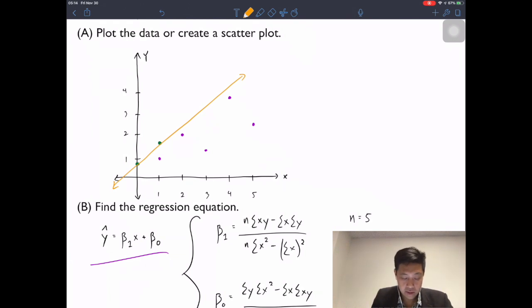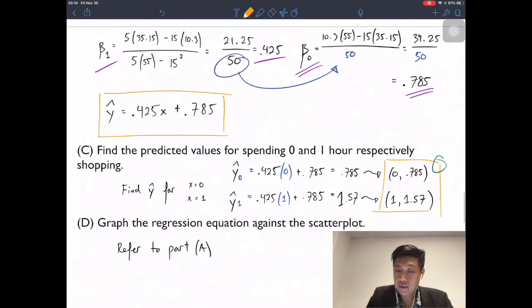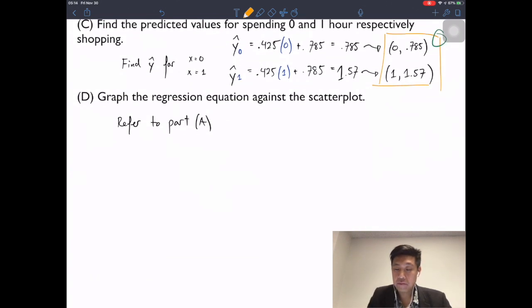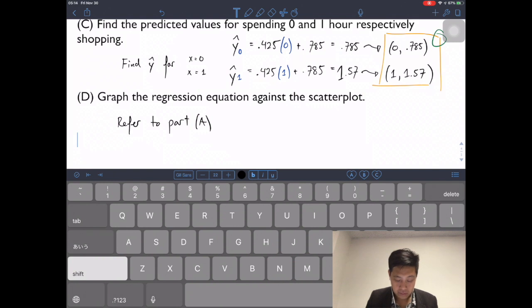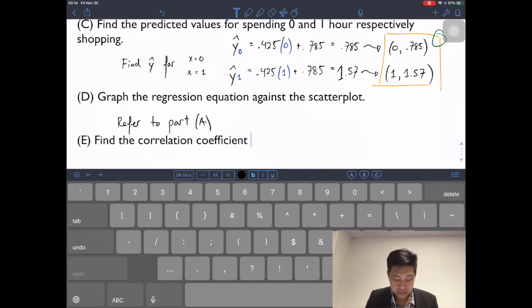So let's continue on. Actually no, I lie. One more part here involves heavy calculation. So here we get part E, and this will say something such as find the correlation coefficient. Okay, this you'll find out is basically R.